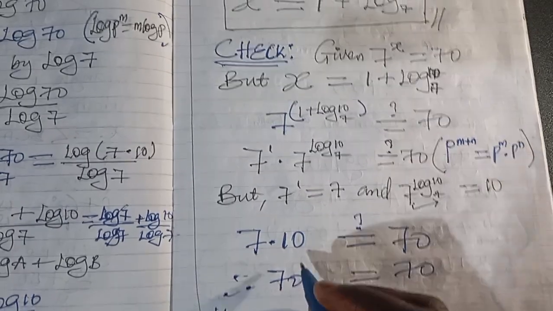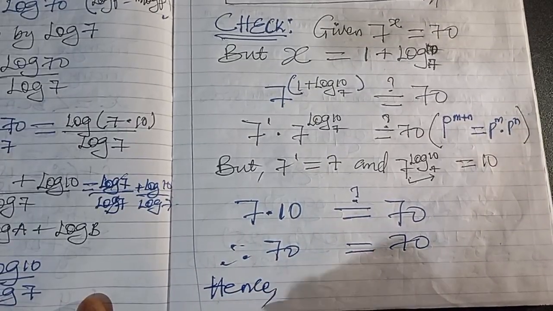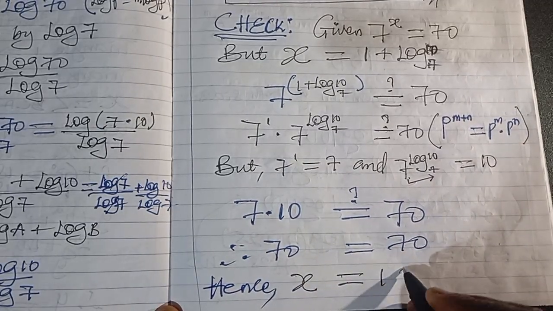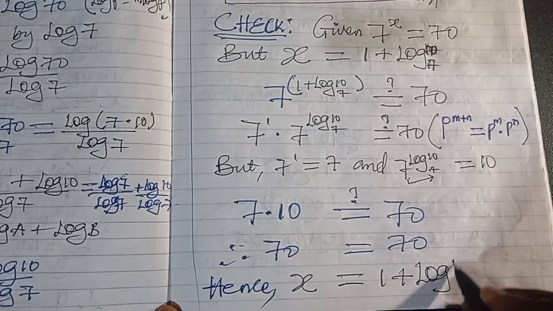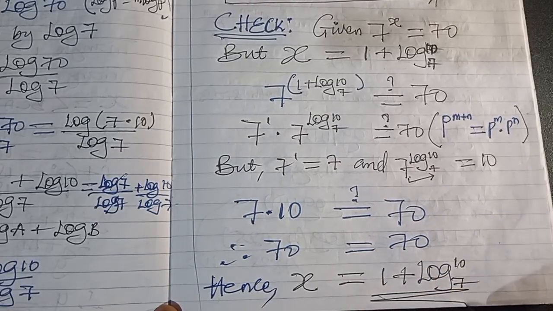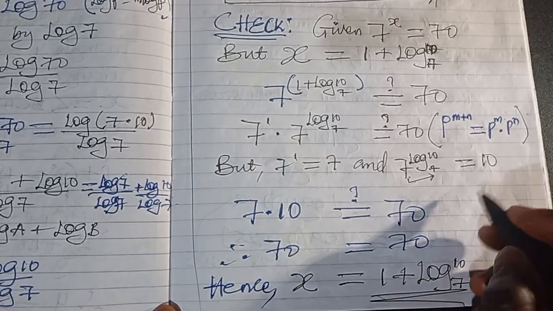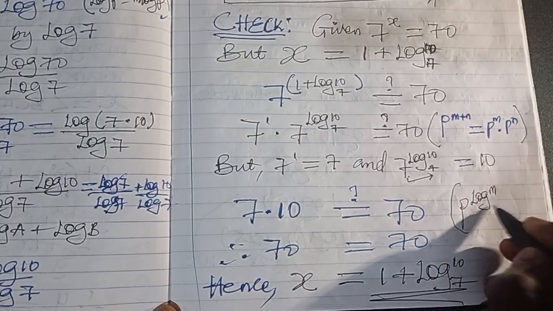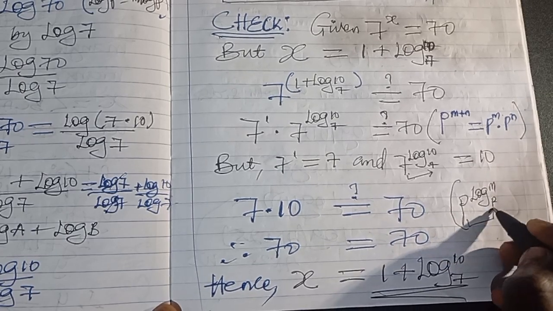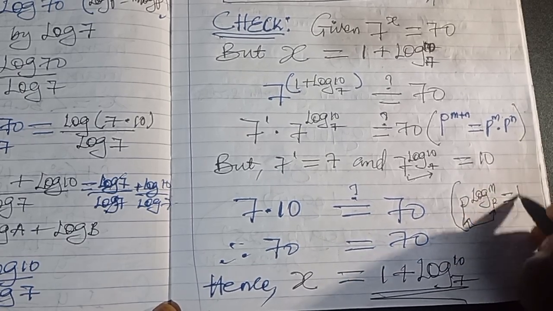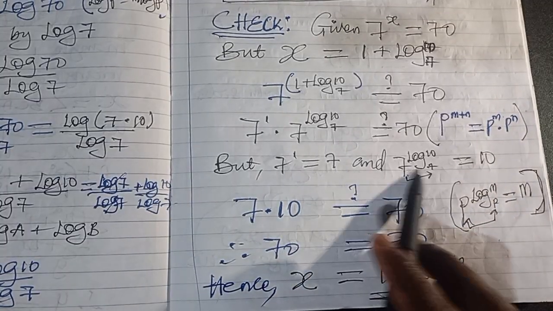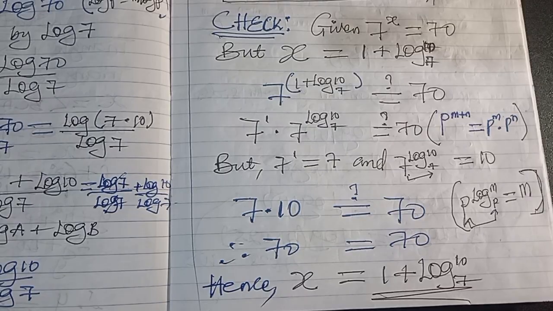Hence, the value of x is equal to 1 plus log 10 base 7. Remember here, when you apply p raised to power log m base p, because of this base, it will give you what? m. That is what I have applied to get here as 10. We call it the inverse rule of logarithm.